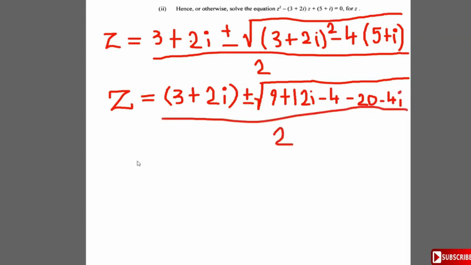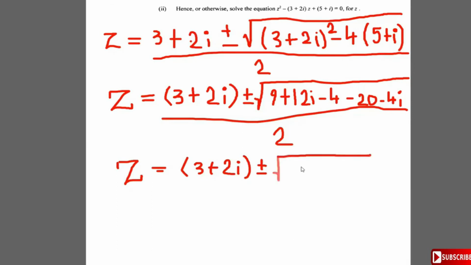So what do we get? We're getting that z is working out to be z is equal to 3 plus 2i plus or minus. Now 9 minus 4 minus 20, that's minus 15. So we end up getting the square root of minus 15 plus 8i, over 2.